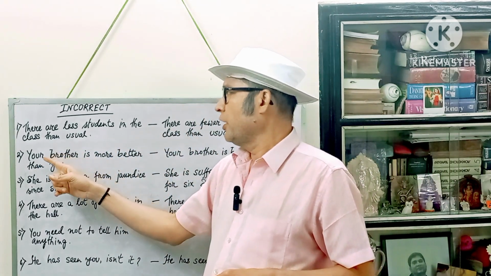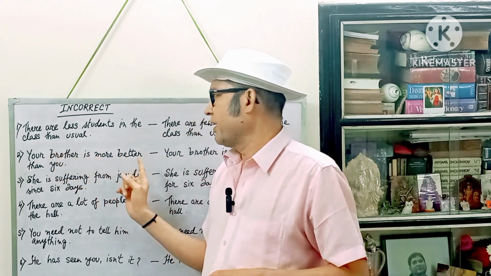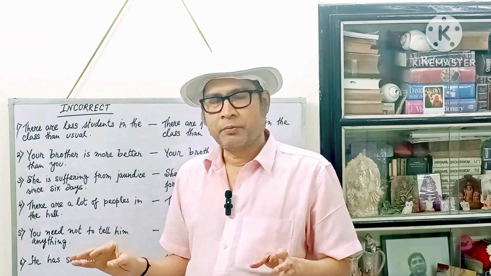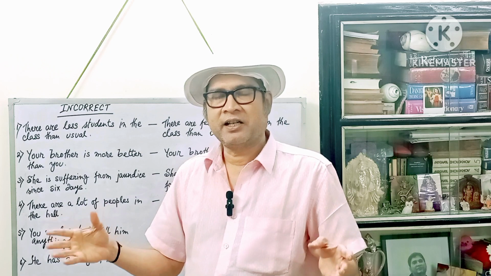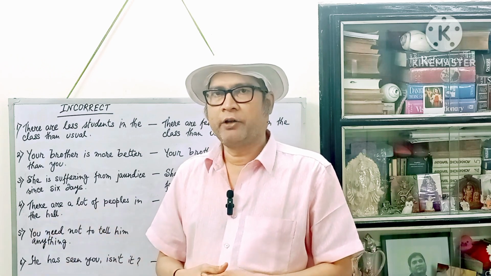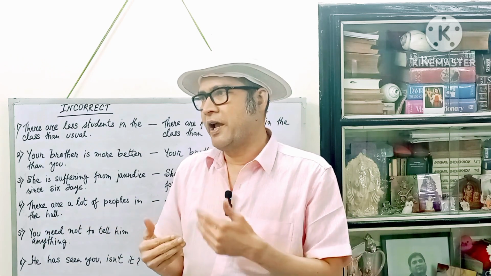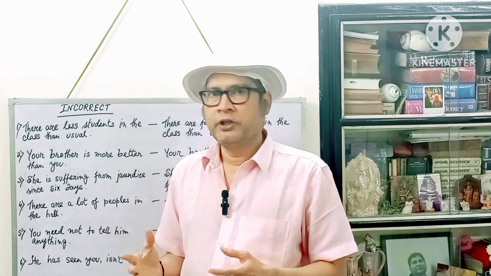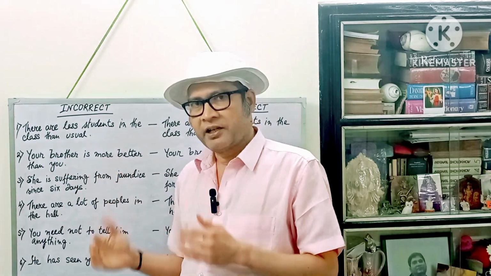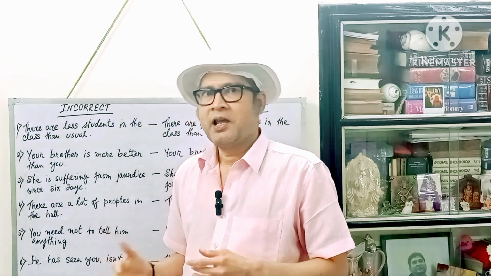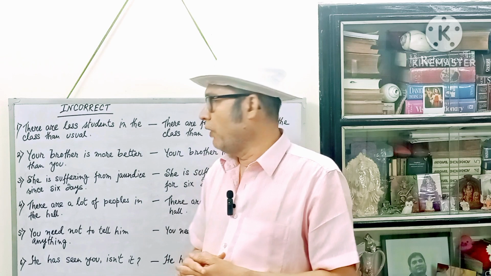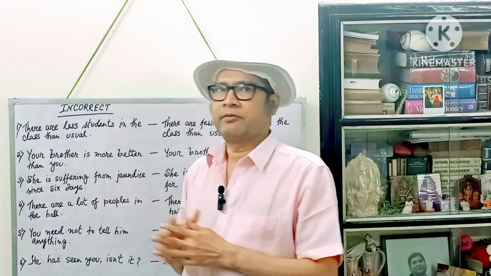And number two is, your brother is more better than you. Apparently a correct sentence, because the meaning is absolutely crystal clear to everybody. Nobody will feel confused as to the meaning of this sentence. Therefore, we may conclude that this sentence is grammatically correct as well. But that conclusion itself will be incorrect, wrong. Why? Because there is an error.